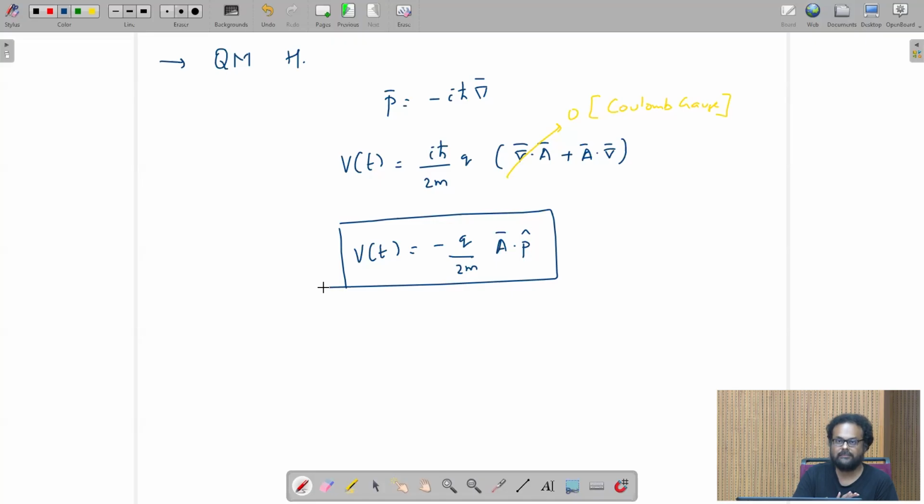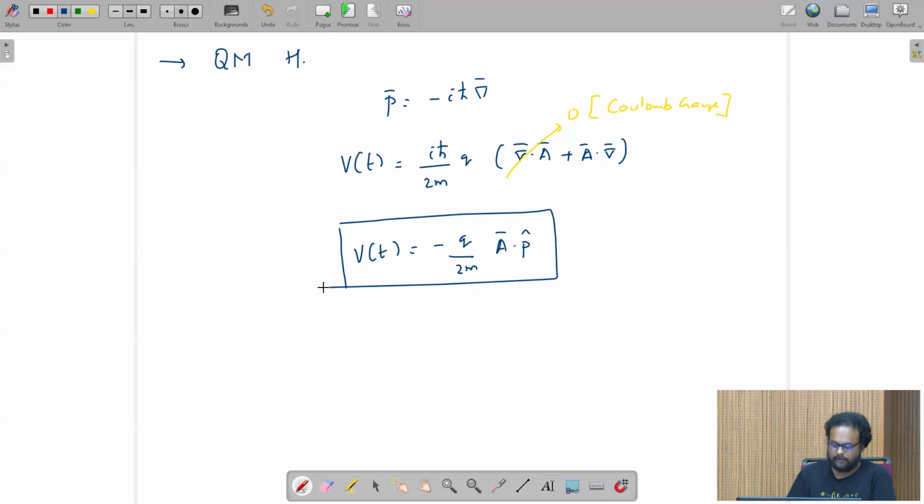My interaction potential, basically in the quantum domain, for a classical electromagnetic field interacting with some quantized matter, will be minus q over m A dot p. A dot p is something that you can keep in your mind. P is the momentum operator. Okay, good.